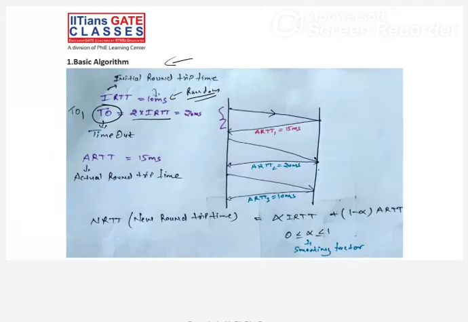What is the meaning of actual? Actual round trip time is from here to here, right? This one. So this is your actual, right?